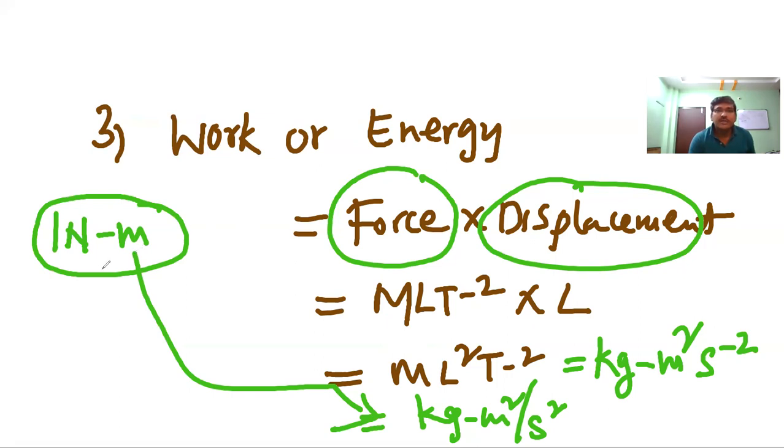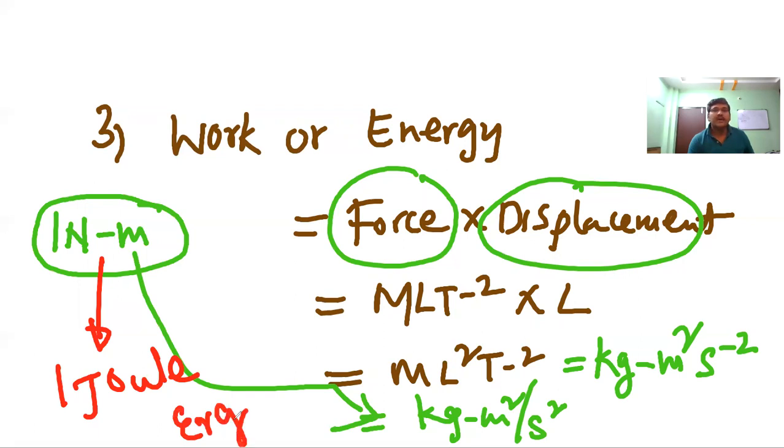And remember, this 1 Newton meter can also be expressed as 1 joule. Okay, work unit is expressed as 1 joule in the SI system, and in the CGS system, it is ergs.